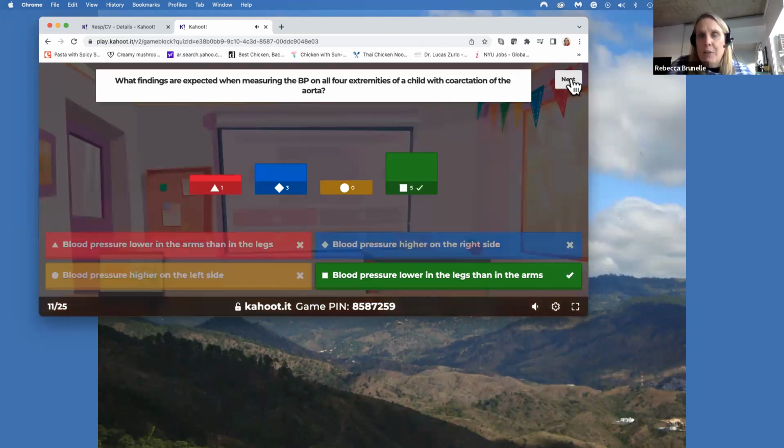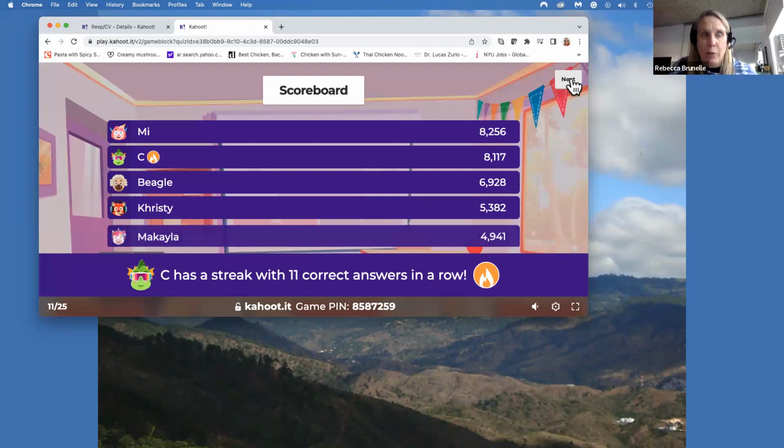Yeah, very good. So this is the one where you're going to expect it to be lower in the legs than in the arms. That's a classic finding for coarctation of the aorta.